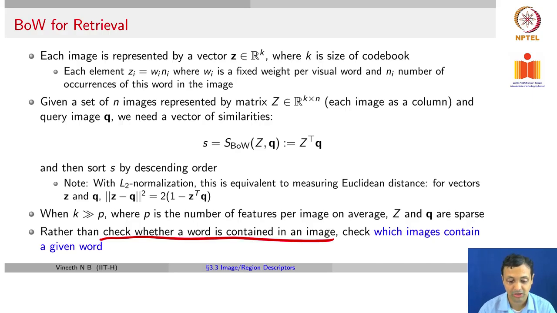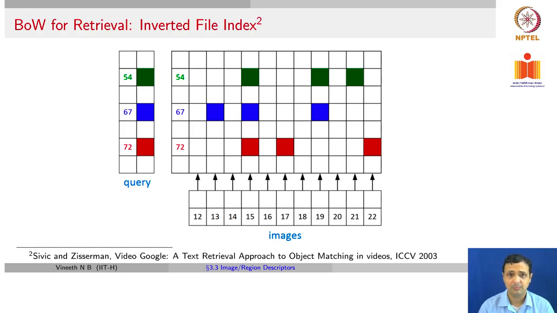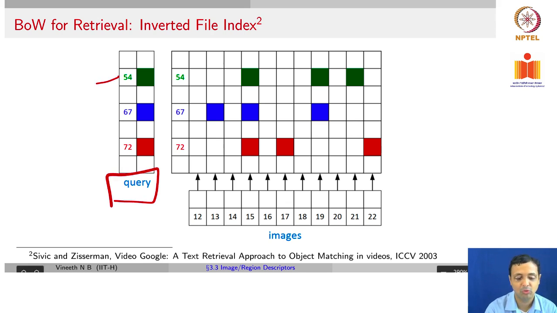Let's see this a bit more intuitively. So let's imagine now that you have a query image which has visual words 54, 67 and 72. These are your visual words. Remember, you have a bunch of visual words and every image has a certain number of occurrences of each of these visual words. Let's assume now that you have just one occurrence of visual words 54, 67 and 72 in a given query image. 54, 67 and 72 are just random numbers. You could have taken any other numbers. This is just to explain.